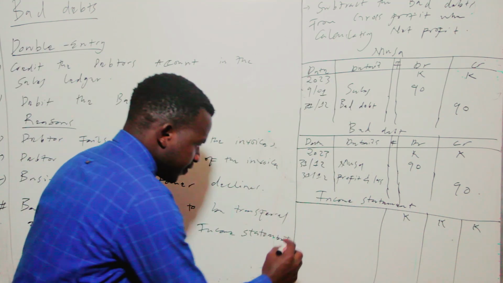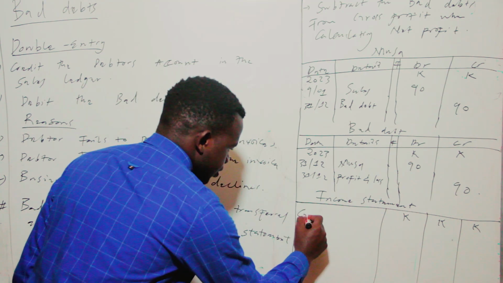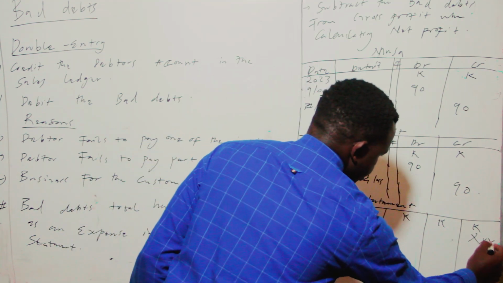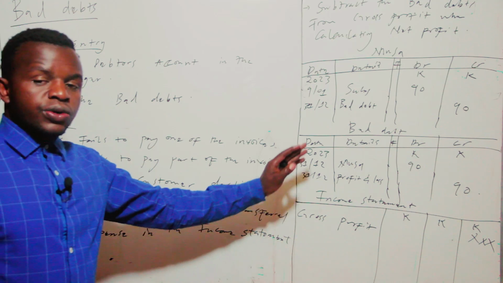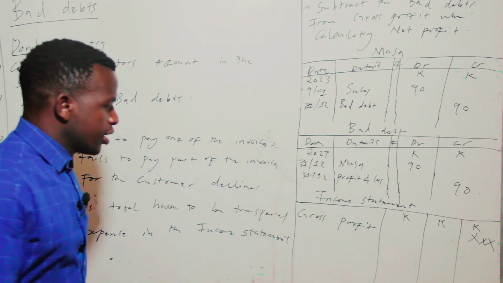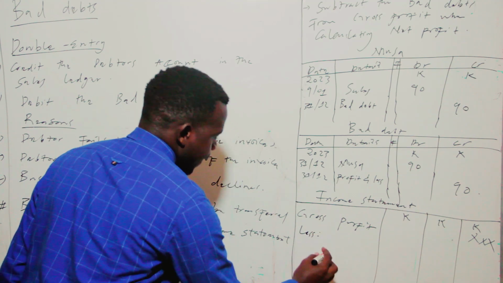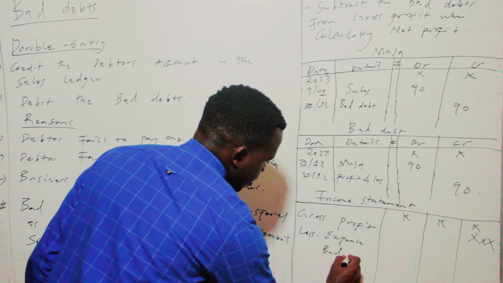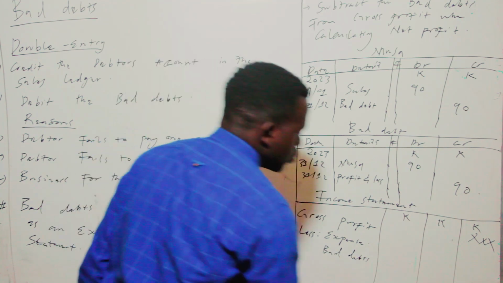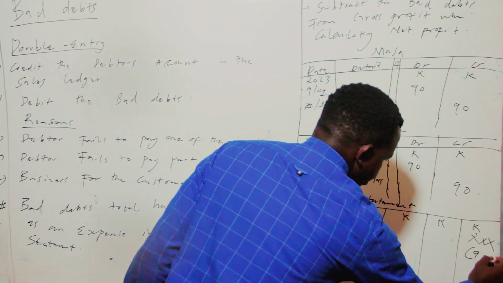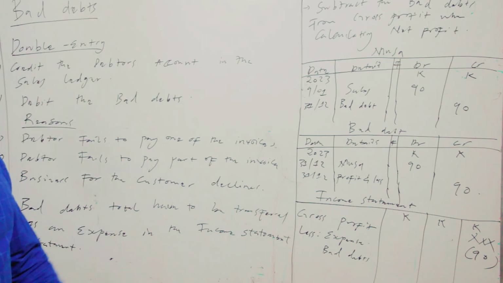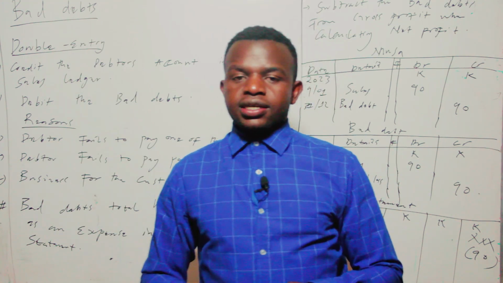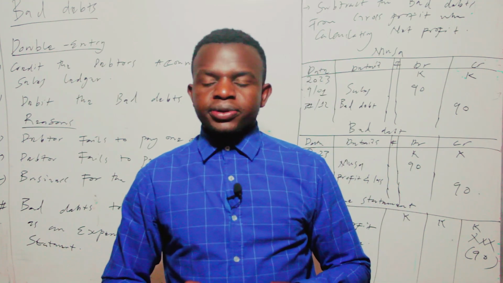And for the income statement, if we are calculating net profit, we're going to start with gross profit. If we have this figure, which is amounting to X, we are supposed to treat bad debts as an expense. So we'll say less expenses there, and we say bad debts amounting to 90 kwacha. So we'll put our 90 kwacha there in brackets. So that's how you can treat the bad debts. Where you have questions, please ask in the group.